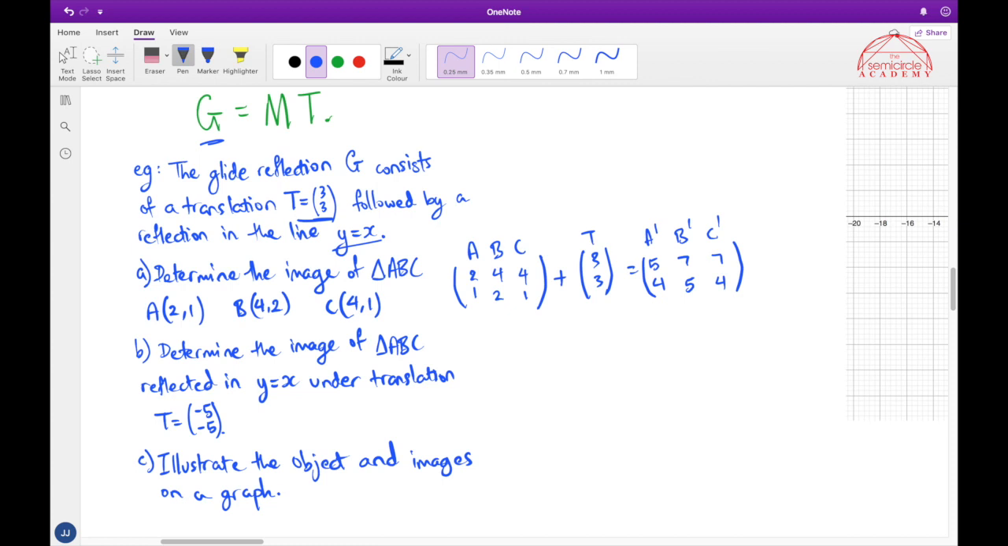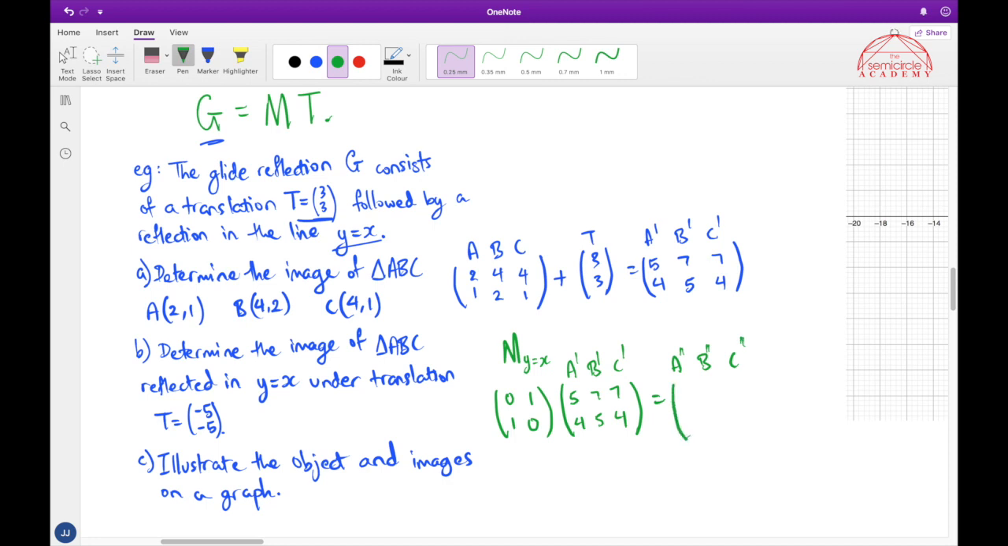So now that we have done the translation first, now we have to follow that by a reflection in the line y is equal to x. So remember, we have to make note that a reflection M in the line y is equal to x is given by this matrix 0, 1, 1, 0, right? We should commit that to memory. And then we multiply that by our A prime, B prime, C prime, right? So the A prime, B prime, C prime is 5, 7, 7, 4, 5, 4. And this should give us our final image, A double prime, B double prime, C double prime.